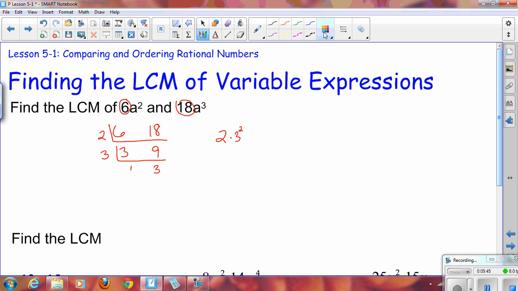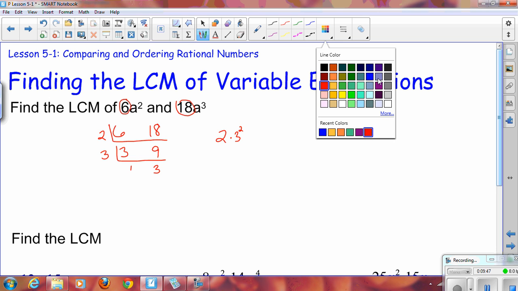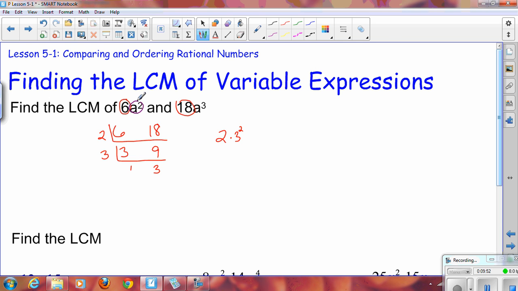Then you look at the variable. We have a squared and a cubed. Which one of those occurs more? Well, a cubed has a bigger exponent. So 2 times 3 squared. 3 squared is 9. 9 times 2 is 18. So 18a cubed is our answer. Okay? So on the variables, you just look at them. Each variable that's mentioned gets mentioned, and whatever the largest exponent used is, that's the one we use.